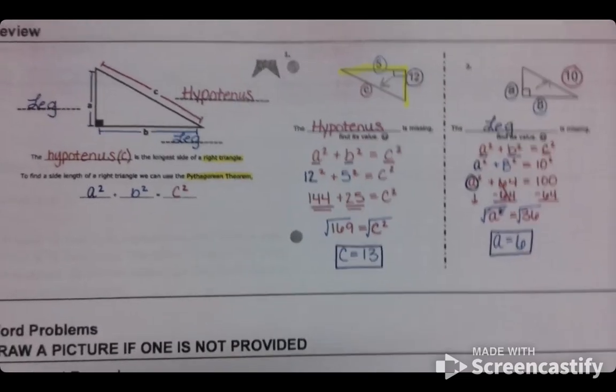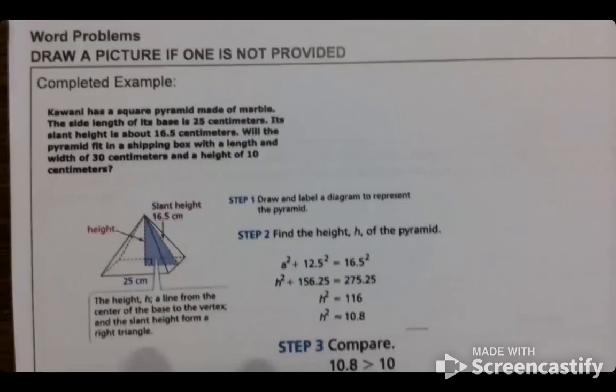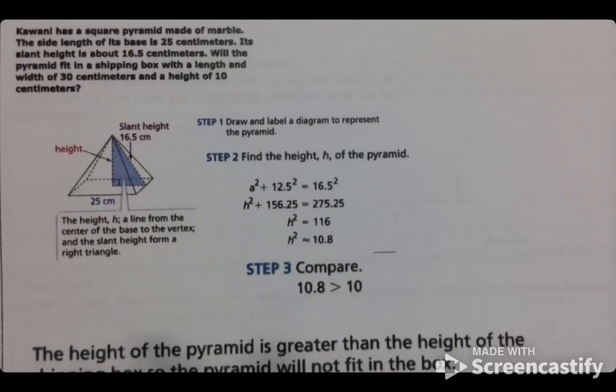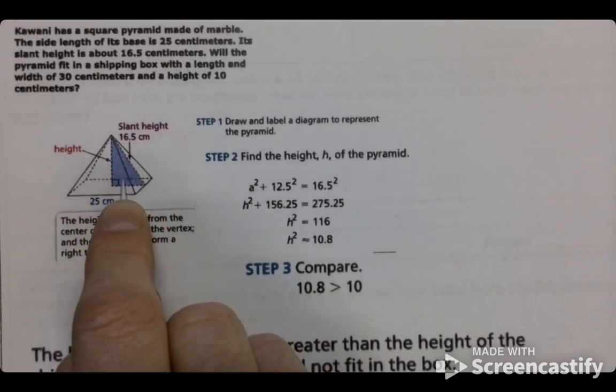All right, so then underneath there, if there is no picture, it's probably a good idea to draw one. So it says Kiwani has a square pyramid made out of marble. The side length of its base is 25 centimeters. Its slant height is about 16.5 centimeters. Will the pyramid fit in a shipping box with a length and width of 30 centimeters and a height of 10 centimeters? So, see how it says the whole thing is 25?